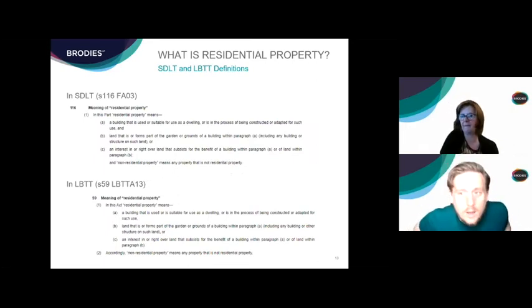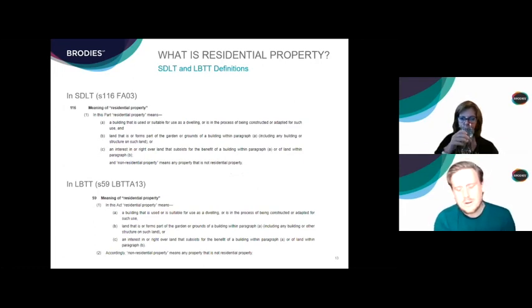Morning all. So in this section of the talk, I'm going to go through a number of recent tribunal cases, mostly SDLT rather than LBTT, looking at the definition of residential property.